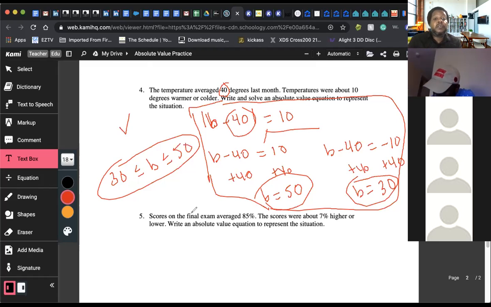Okay, so let's look at number 5, because we're working with another average here. It says scores on the final exam averaged 85%. The scores were about 7% higher or lower. So now let's write another absolute value equation to represent that situation.